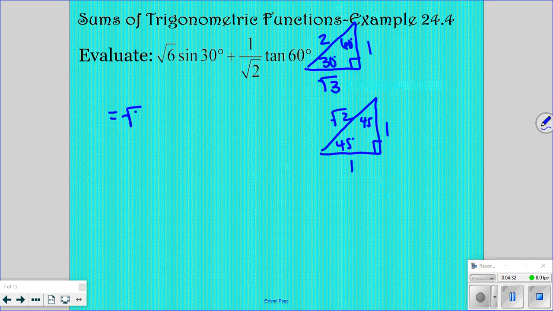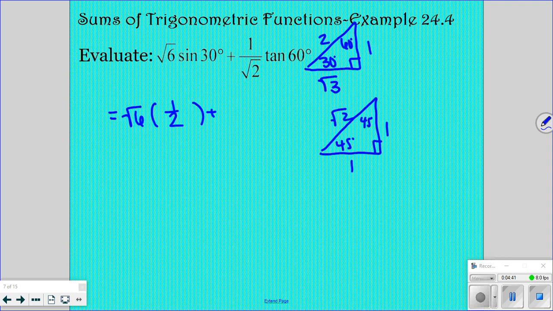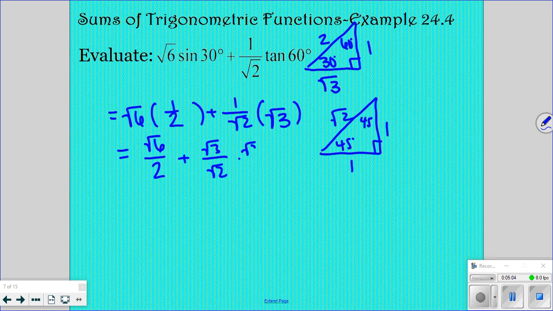So we're going to have square root of 6 and then the sine of 30. The sine of 30 is 1/2 plus 1 over square root of 2 tangent of 60. The tangent of 60 is square root of 3 over 1, which is just square root of 3. So if we multiply here, we'll get square root of 6 over 2. And then if we multiply here, we have square root of 3 over square root of 2. So we need to rationalize this one.